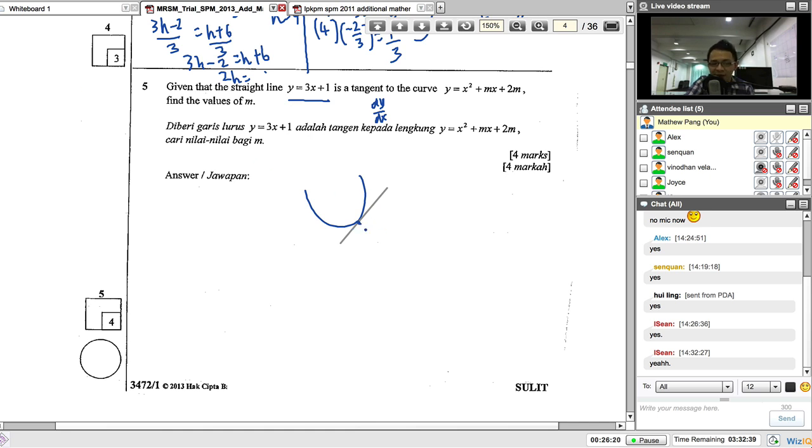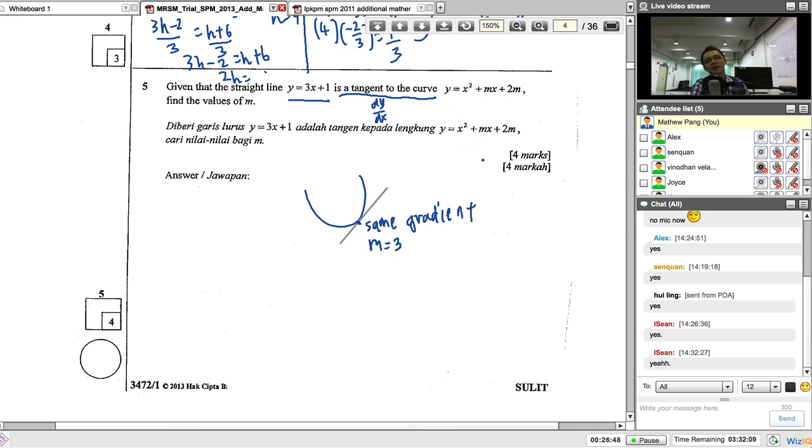From this tangent point, they will have the same gradient. You must get the idea of what it means to be tangent to the curve. That means the curve and the straight line have the same gradient at a certain point. So from y equals mx plus c, I know my gradient m is obviously 3. So that means dy dx, I should get 3.